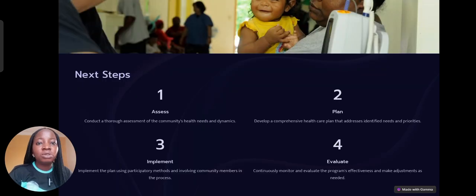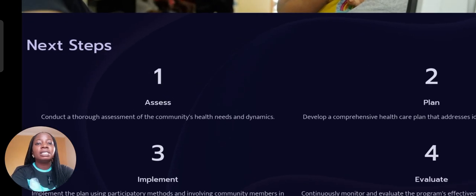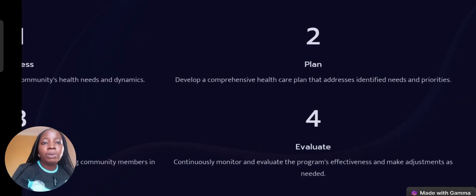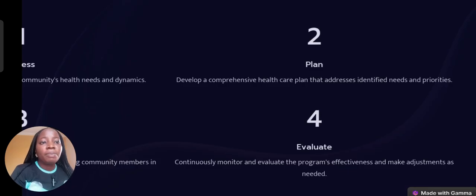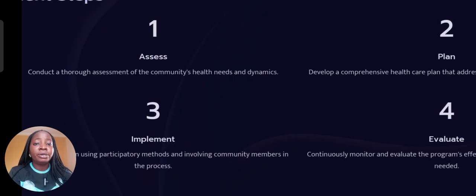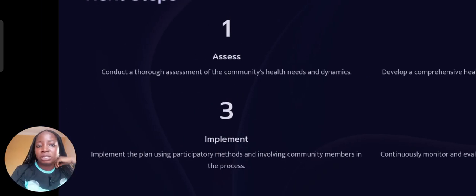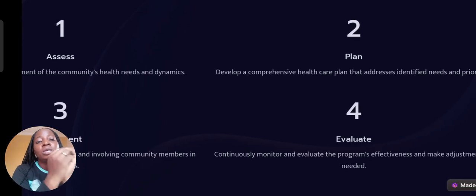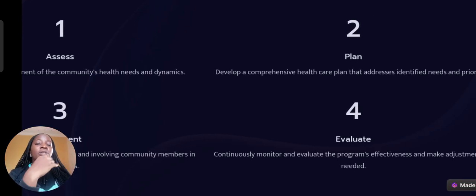So what are the next steps? Number one is to conduct a thorough assessment of the community's health needs and dynamics first, before you carry out any health program. You do a needs assessment. Number two, you plan. You develop a comprehensive healthcare plan that identifies the needs and priorities. And of course the next thing after planning is to implement that plan, and that is through these participatory methods, involving community members in the process. And the fourth one is to evaluate, where you continuously monitor and evaluate whether the program you have provided is effective, whether it's working, and make adjustments where it isn't.